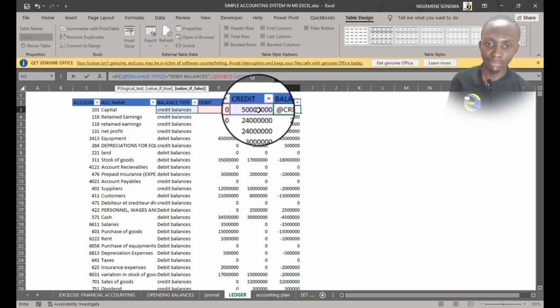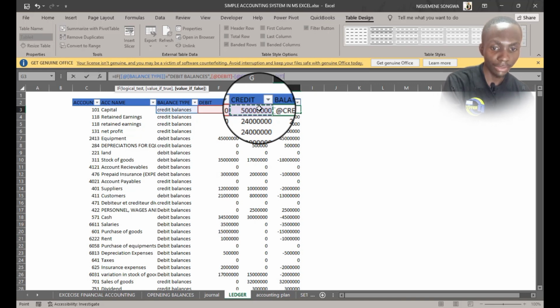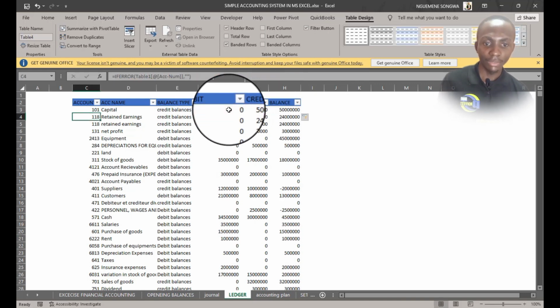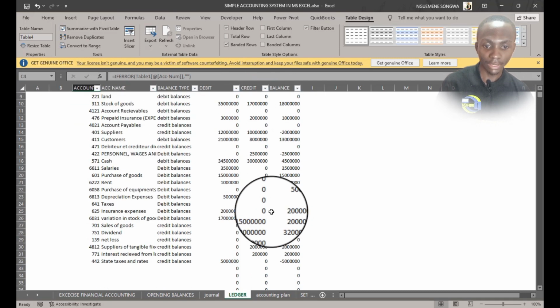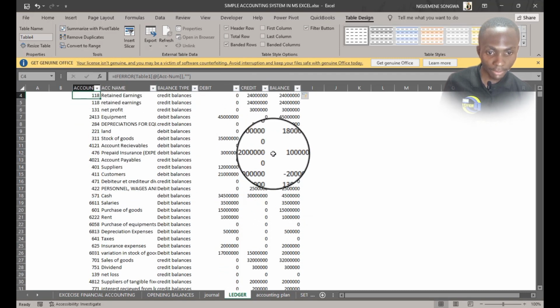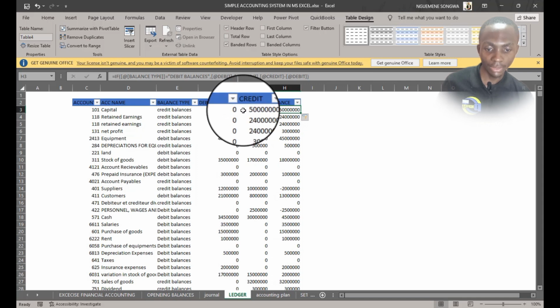Now the value if false: obviously if it is not debit balance, then it is credit balance. So if it doesn't see that the cell for balance type has debit balance, then we will just say credit minus debit, because in that case it is obviously the credit balance. So at the level of the value if false, credit minus debit. And from here you will see there will be practically no problem there. You see it is doing the credit minus the debit and so on.